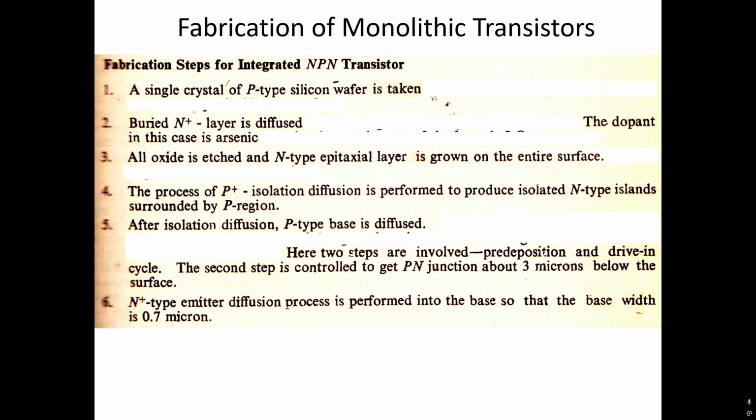After isolation diffusion, P-type base is diffused. Here two steps are involved: pre-deposition and drive-in cycle. The second step is controlled to get a PN junction about 3 microns below the surface. N-type emitter diffusion process is performed into the base so that the base width is 0.7 micron.